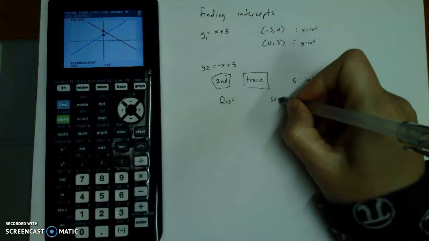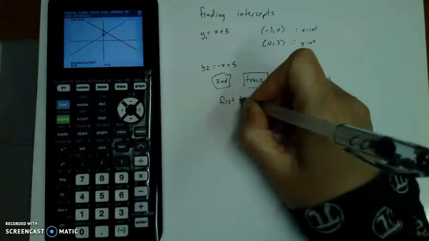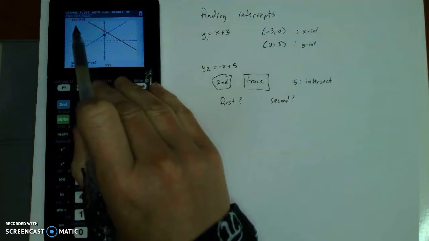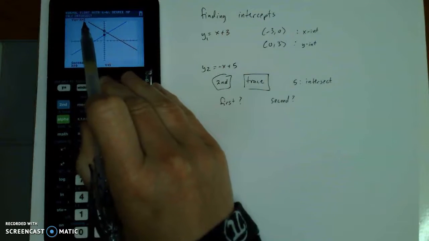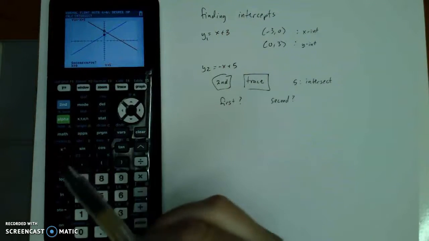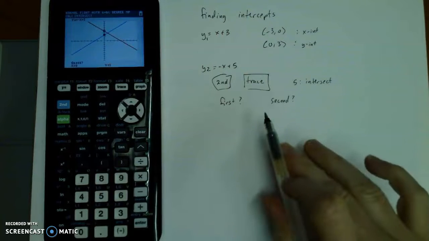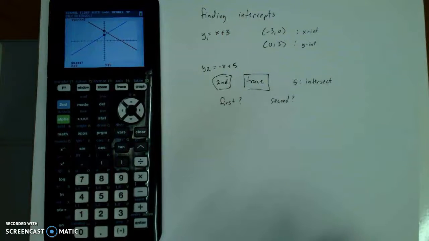It's then going to ask me the second curve. And you'll notice I'm now on that red line. And up at the top, it says y2 equals negative x plus 5. So again, my graphing calculator is telling me which line I'm on, and I'm going to go ahead and hit enter again. Unless you've got 3 or more lines, we'll be able to just hit enter and enter for both of those without really changing anything.